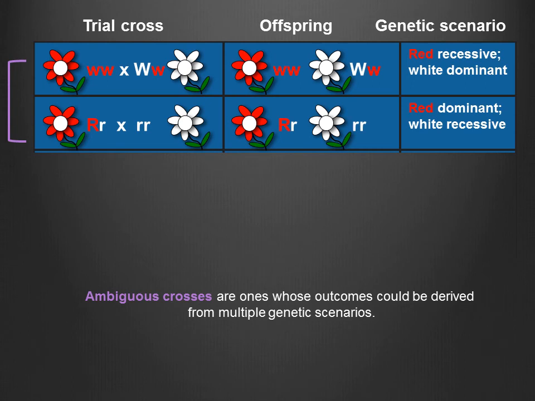We can summarize the results of our crosses again in table form. Trial crosses of two phenotypically different parents that result in offspring with both phenotypes are ambiguous crosses. Again, this is because this outcome can be derived from both of the genetic scenarios being tested. However, these trial crosses, although ambiguous, provide some useful information about the genotypes of the parents and offspring.